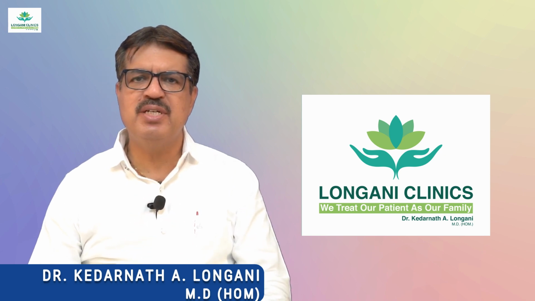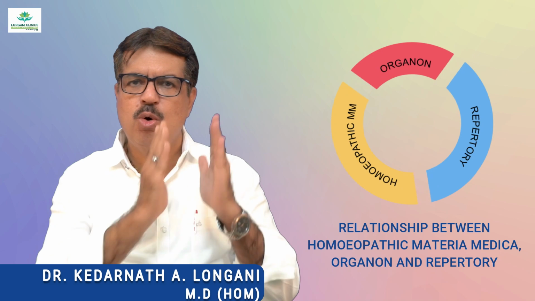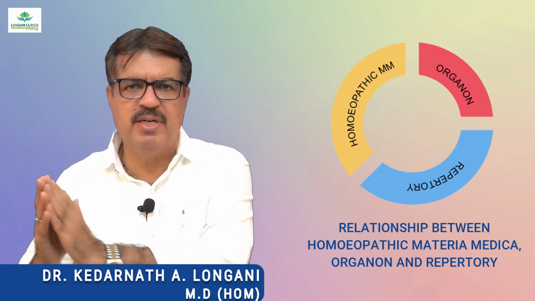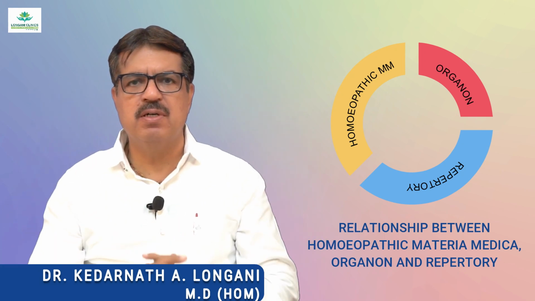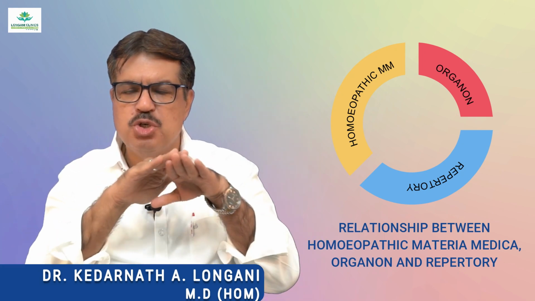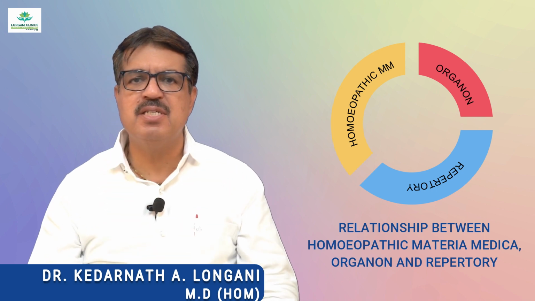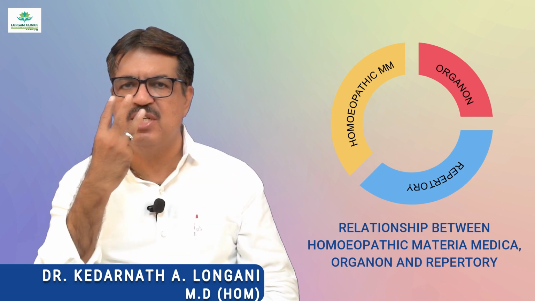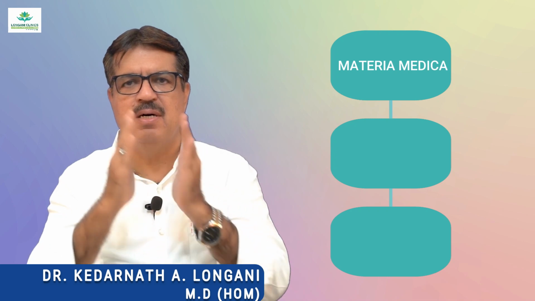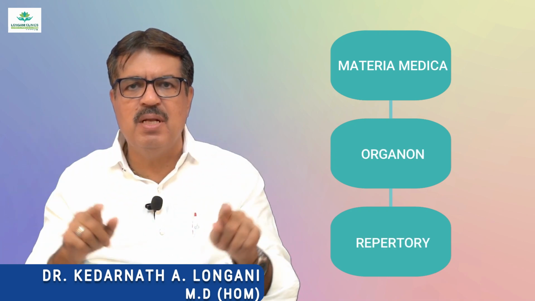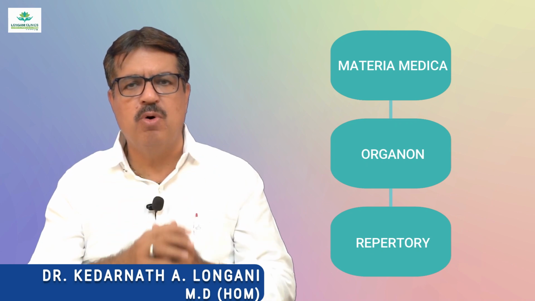Today we are going to see the relationship between homeopathic materia medica, organon and repertory. Anything on our earth is stabilized with a strong basement. Similarly, the homeopathic medical system is stabilized by three pillars: materia medica, organon and repertory. Each of these pillars has its own importance.